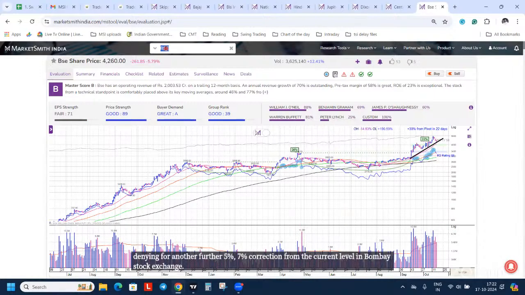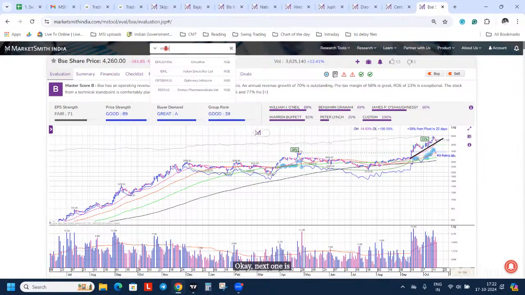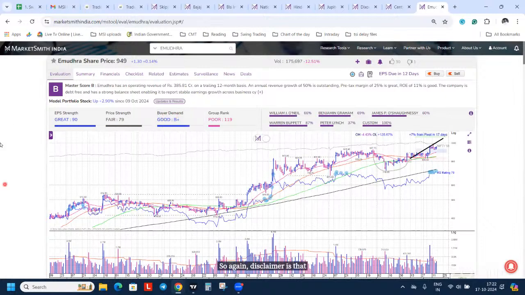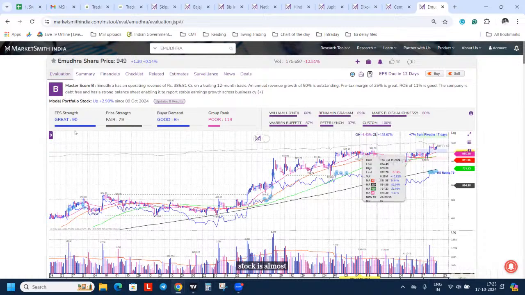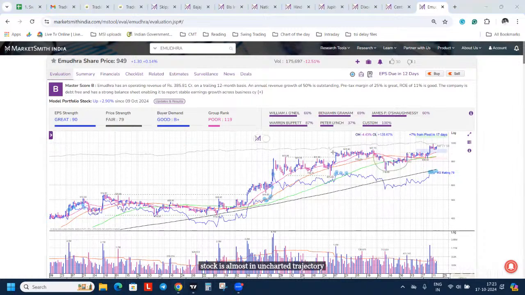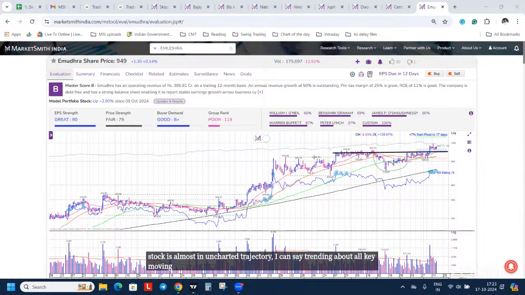Okay, next one is Emudhra. Again, the disclaimer is that we are already holding Emudhra in our portfolio, and even MarketSmith has added this particular stock. The sector and the stock are looking positive. The stock is almost in an uncharted trajectory, trending above all key moving averages. Trend is positive, so we are expecting positivity in coming days. That is why we are holding.